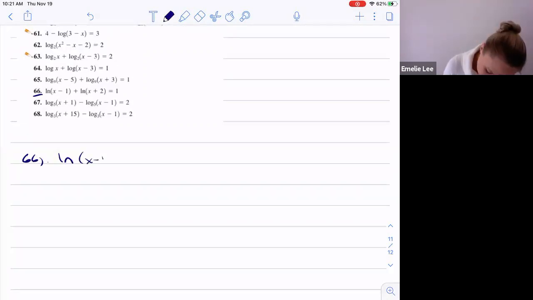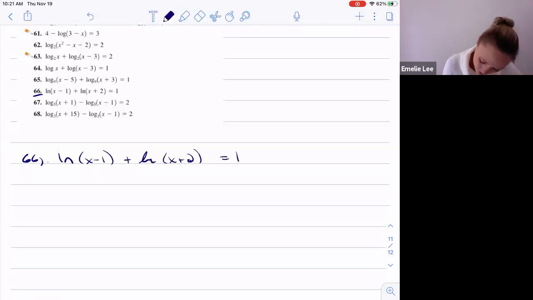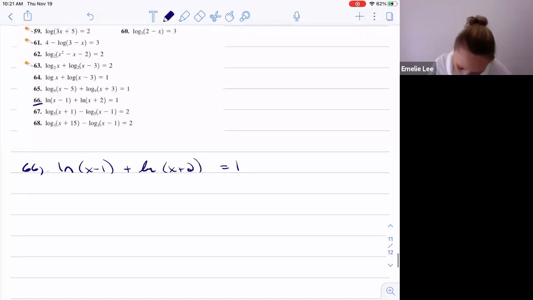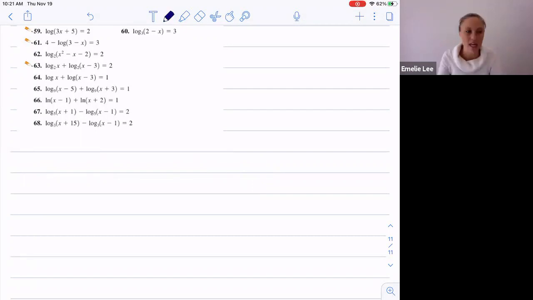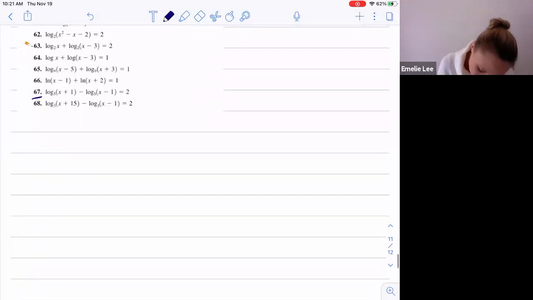So I've got the ln of x minus 1 plus the ln of x plus 2 equals 1. Okay. So I can combine this because I'm taking, oh, I wanted to do, sorry. Do you see what happens here? x minus 1 times x plus 2 becomes a quadratic, and then I solve a quadratic equation again. I wanted to use a subtraction one. So just forget 66. You can do that one. It's the exact same as what we just did. Let's do 67 where there's subtraction instead.